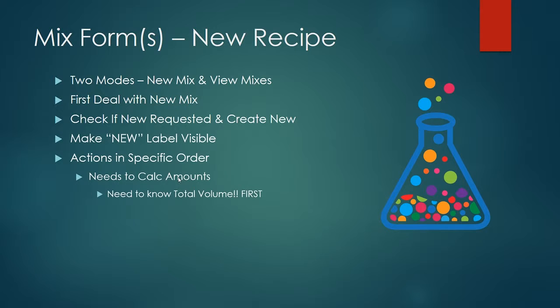Now, the actions of this form need to happen in a specific order. If we think about what it has to do, the main function really is for it to calculate all of the amounts of the ingredients we need to use to create the mix. And obviously, unless we know what the total volume is, i.e. how much of the mix we're going to make, it can't really work out how much of each ingredient we need to make. So the first thing we're going to have to enter is the total volume, and you will see that I put the mix volume right at the top.